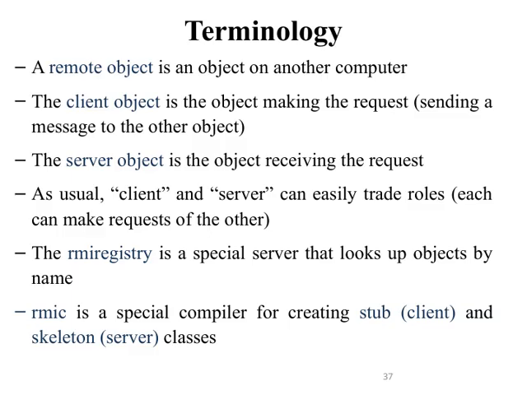Another important concept is the RMI registry. Think of it as a specialized server whose job is to look up objects by name, helping clients locate the remote objects they want to interact with. And then there's rmic, which is a tool, a compiler specifically designed to generate stub classes for the client side and skeleton classes for the server side. These components are crucial because they handle the communication details behind the scenes. Connecting these points to our overall theme, understanding these key terms and tools is fundamental to grasping how remote method invocation works effectively in distributed systems.